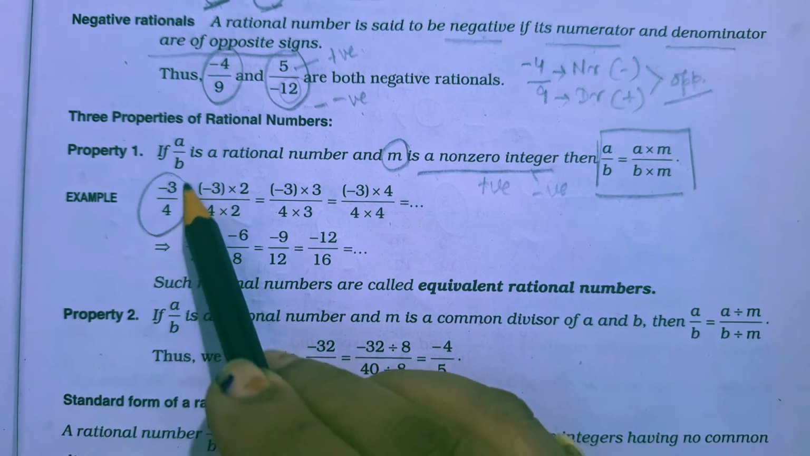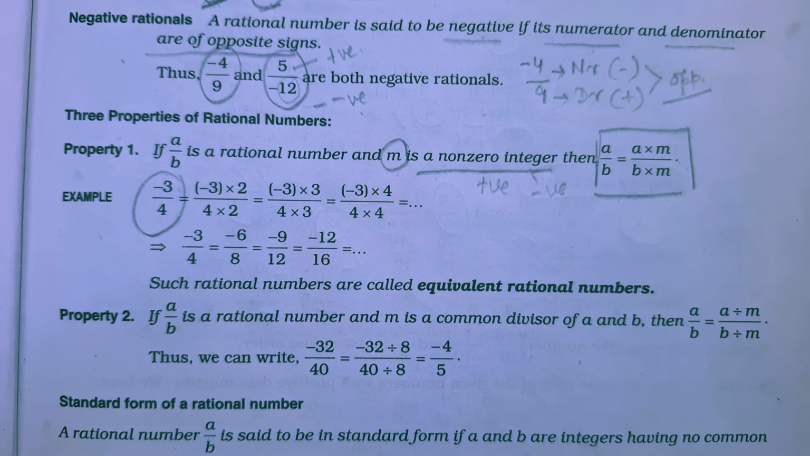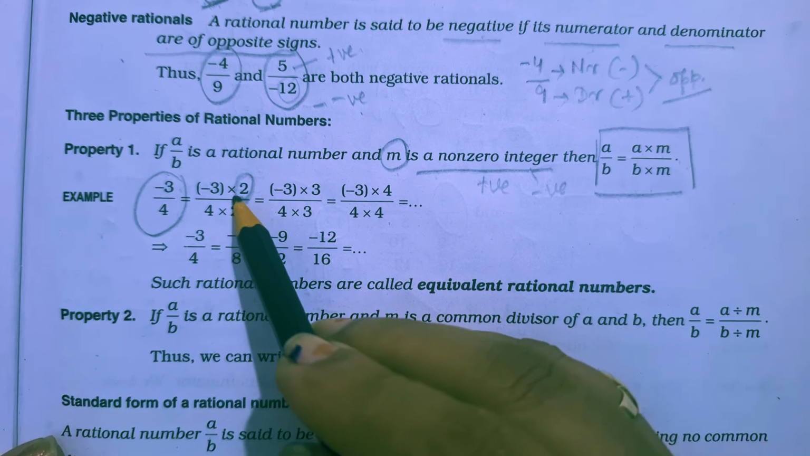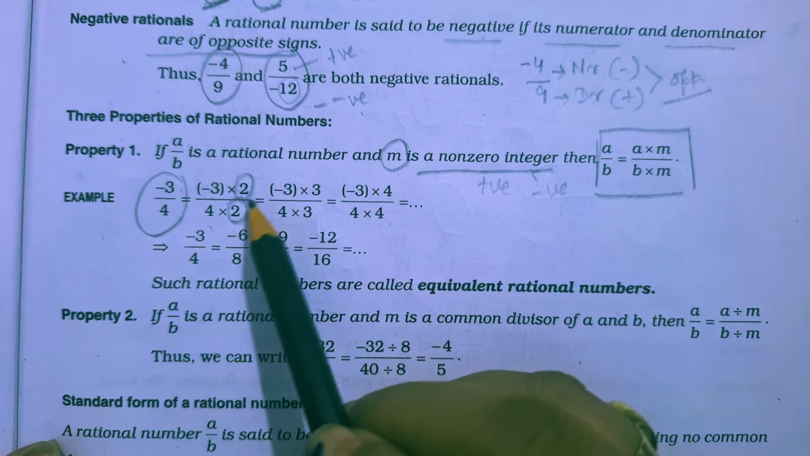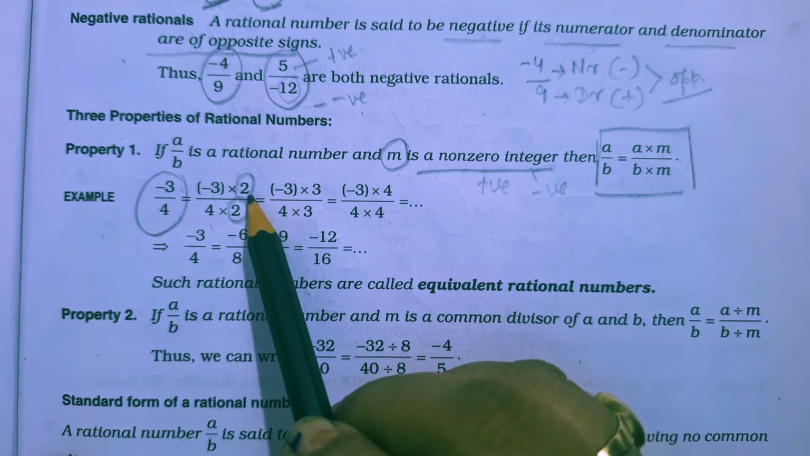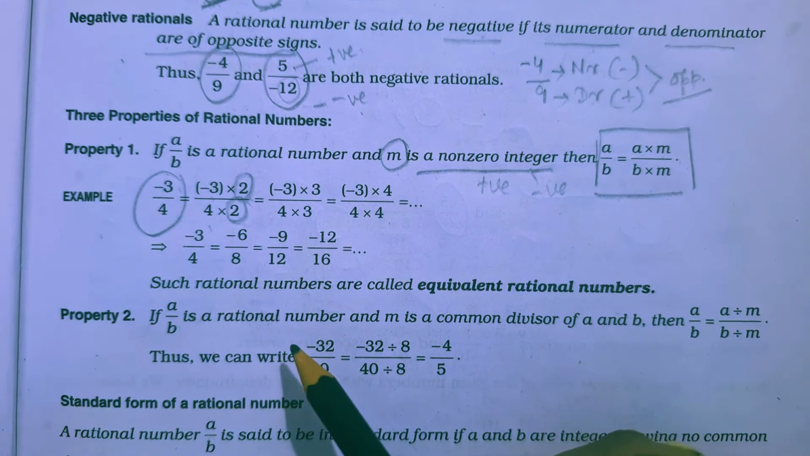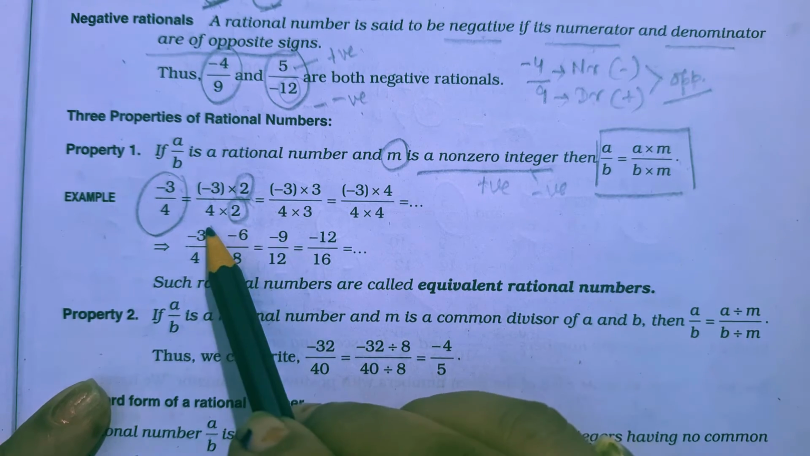Minus 3 by 4 is our rational number. Now, the first property means something which is to be done and understood. Minus 3 by 4, if we multiply by a number m, in this case m is 2. So we are multiplying both the numerator, minus 3, and the denominator, 4, by a number m which is non-zero. That means it is not 0. It can either be a positive integer, in this case plus 2, or it can be a negative integer. So minus 3 into 2 upon 4 into 2.